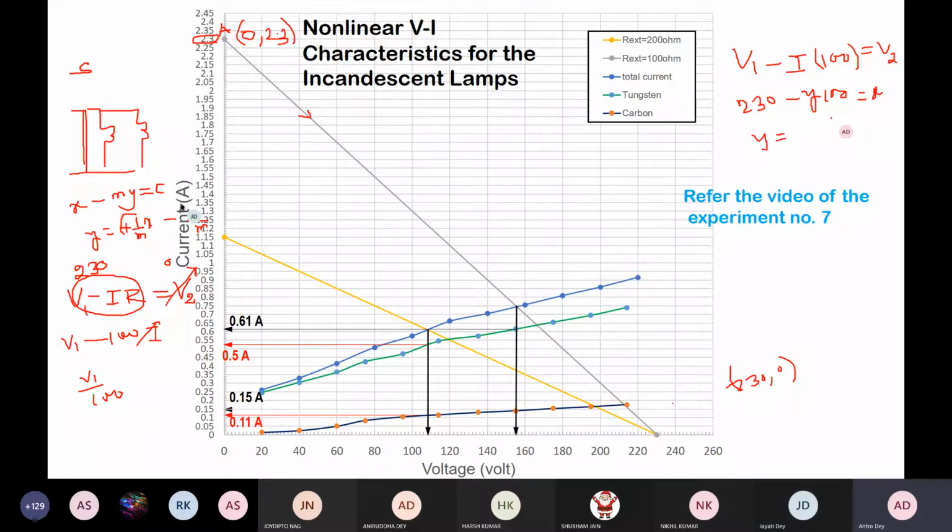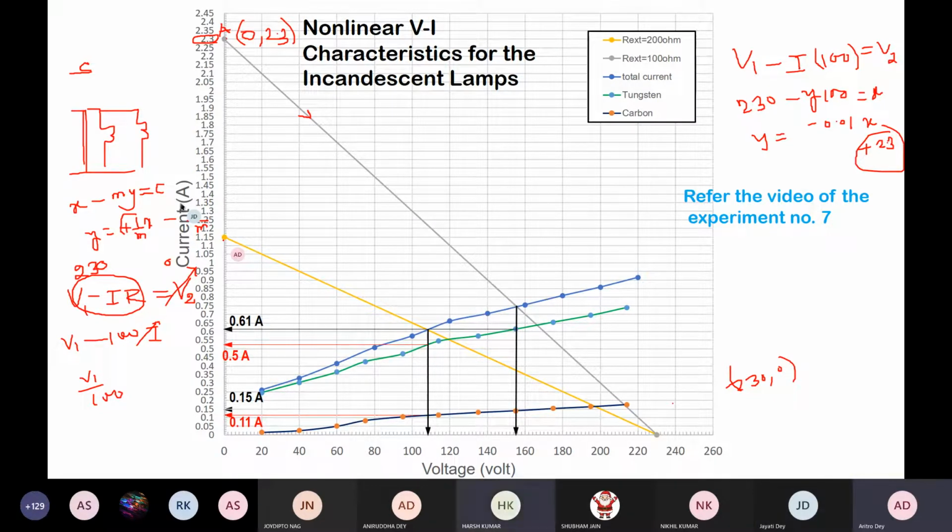y is equal to minus x by 100 plus 2.3, that is minus 0.01 x plus 2.3. Now compare your y-intercept, this 2.3. Now it is clear. Yes, ma'am. Now when it is 200, then you get the other thing because your y-intercept will change. It will become 1.15 for any other voltage.